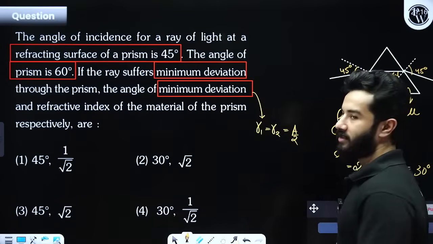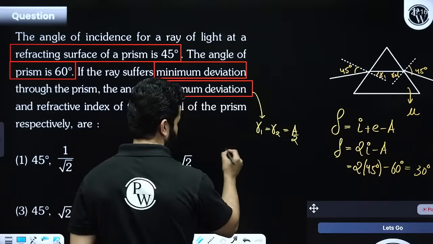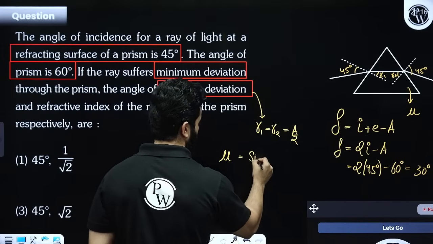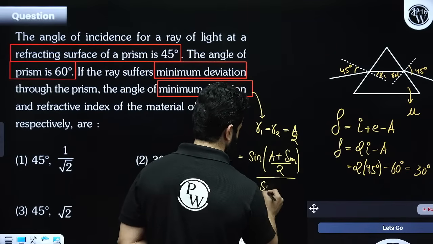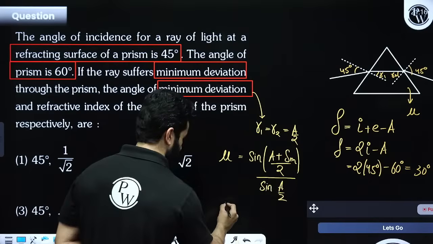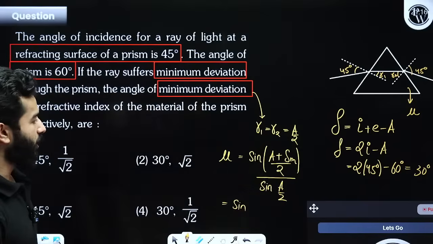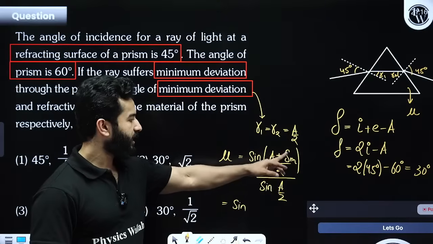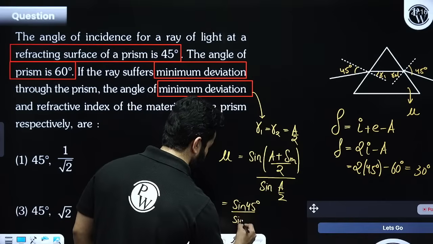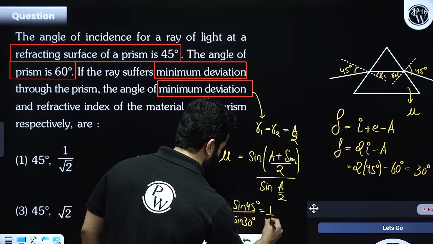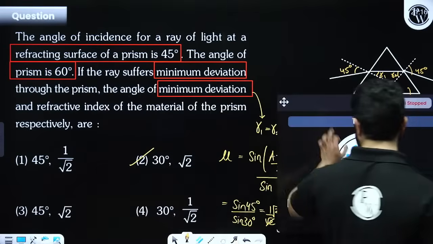Half the answer I have told you. Quickly write down in the chat box. Next is finding the mu. So sine of (A plus minimum angle of deviation) divided by 2, divided by sine of A by 2. Simply use this formula. A was 60 degrees, delta minimum is 30 degrees. This will become sine 45 degrees divided by sine 30 degrees. So this will be 1 by root 2 and this is going to be 2, so this will be root 2. That means second is the correct answer, B.